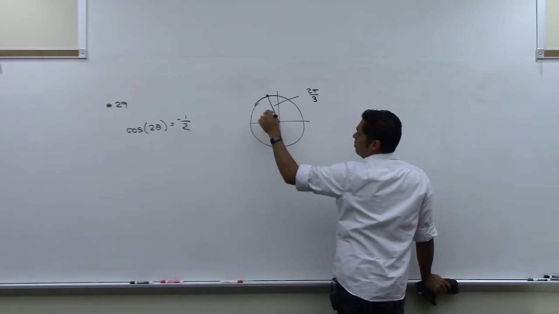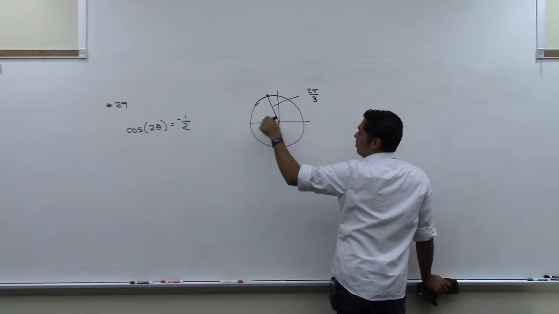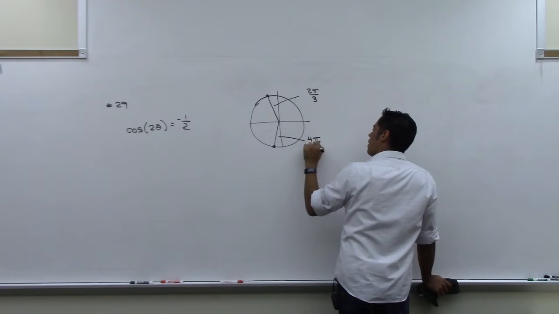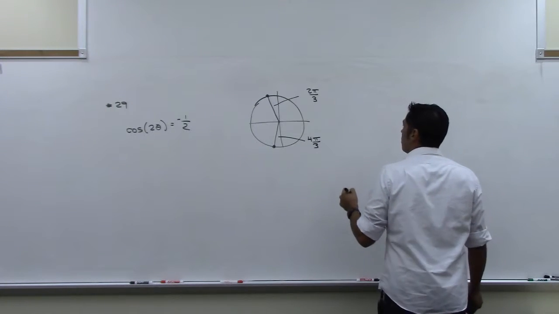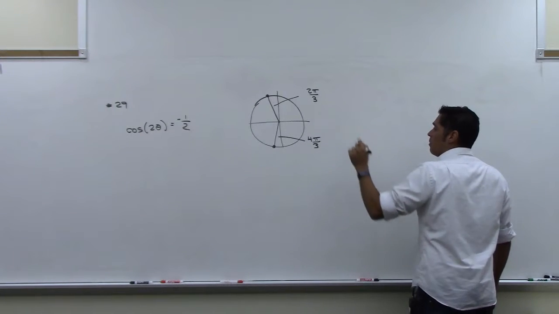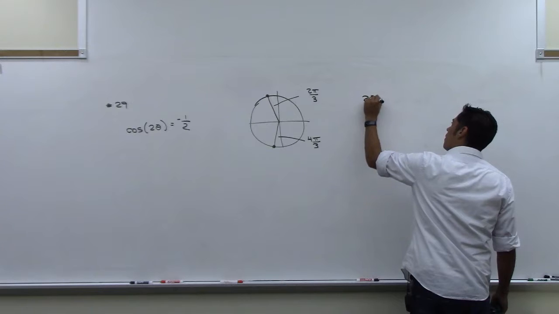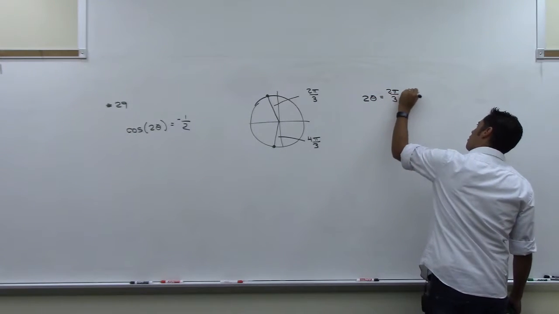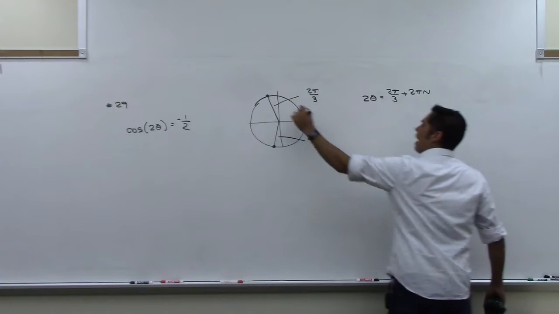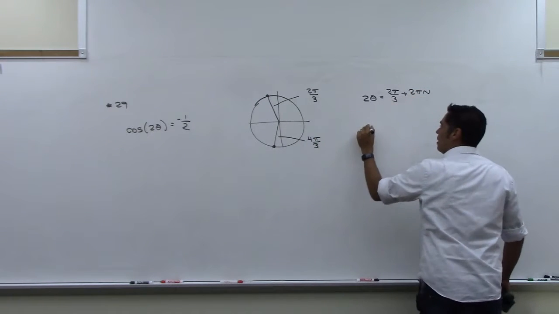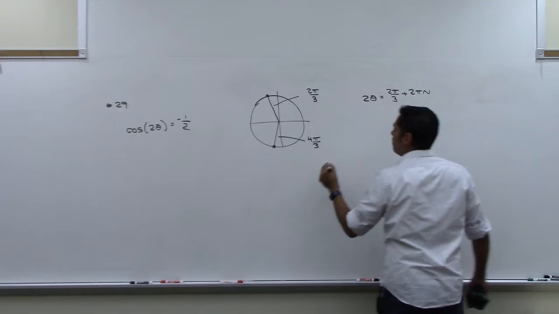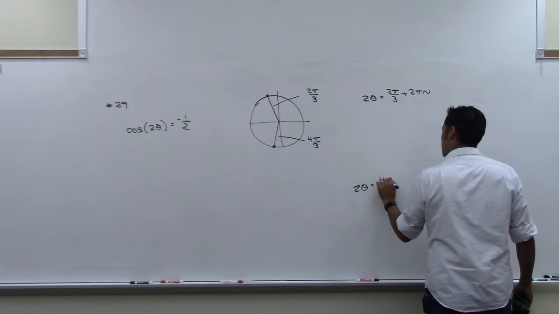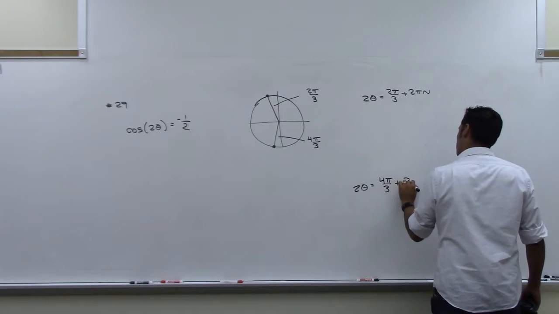And then 4 pi over 3 was this one. And now we need general solutions. So what I need is for my argument, 2 theta, to be equal to 2 pi over 3 plus 2 pi n. That would get me back around. And then I also need, I'll do it right here, 2 theta to be equal to 4 pi over 3 plus 2 pi n.